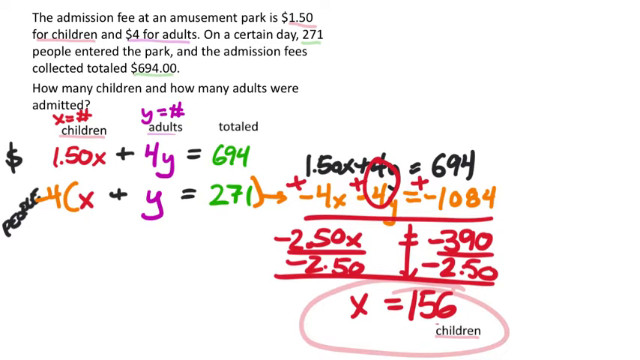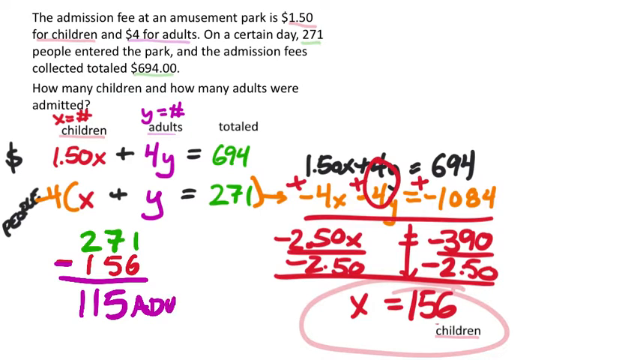Now if I want to figure out how many adults, I take the total number of people that entered the park, which is 271, and then I simply subtract the number of children that entered the park, because we now know that value, which is 156. When I subtract these, I should get the number of adults. So 271 minus 156, and I get 115. That would be 115 adults. Okay, and that should work.